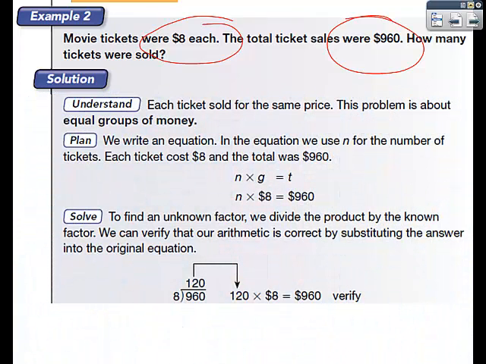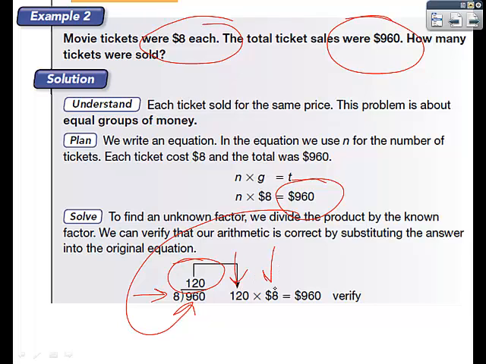Each ticket sold for the same price, which was $8. We write an equation, and in the equation we use n for the number of tickets. So if each ticket sold for $8 and the total is 960, then 8 times n, meaning how many tickets we sold, each one being $8 a piece, would equal 960. So if we take 960 and we divide it by the $8 that each ticket sold for, we can see that they sold 120 tickets. To verify that we're right, we always want to go back and check our work and take that 120 and times it by the $8 per ticket to see if we come up with that same $960 cost.